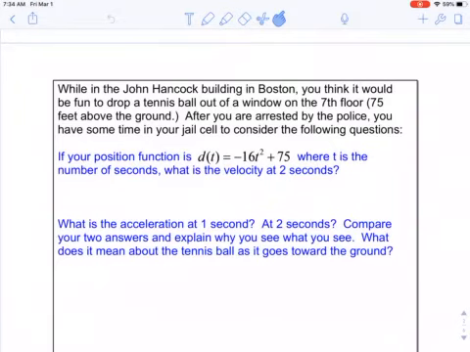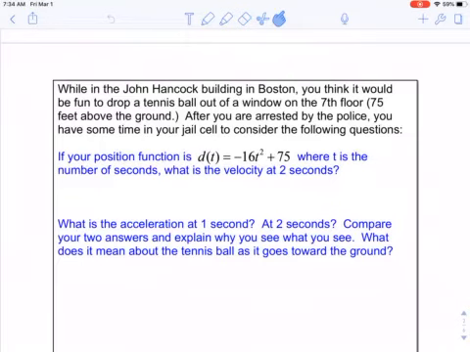While in the John Hancock building in Boston, you think it'd be fun to drop a tennis ball out of the window on the 7th floor, to about 75 feet above the ground. Not a good idea, by the way. After you're arrested by the police, you have some time in your jail cell to consider the following questions, because clearly you'll be thinking about calculus.